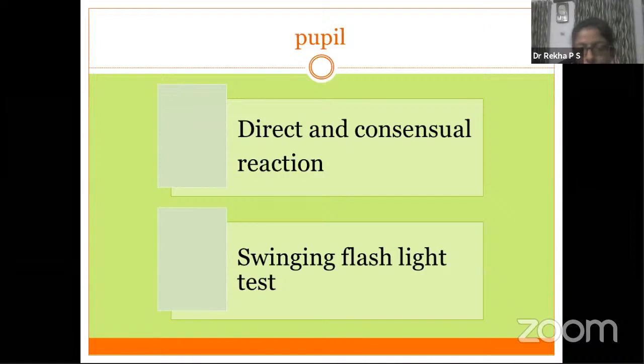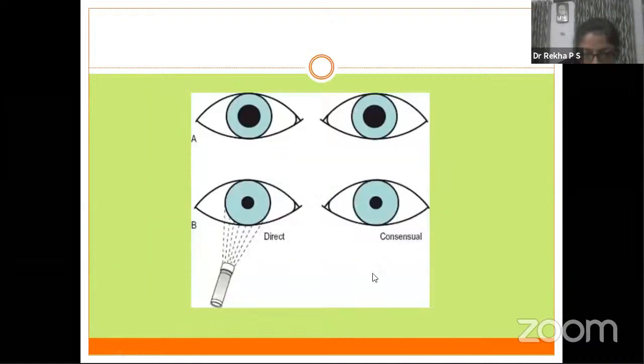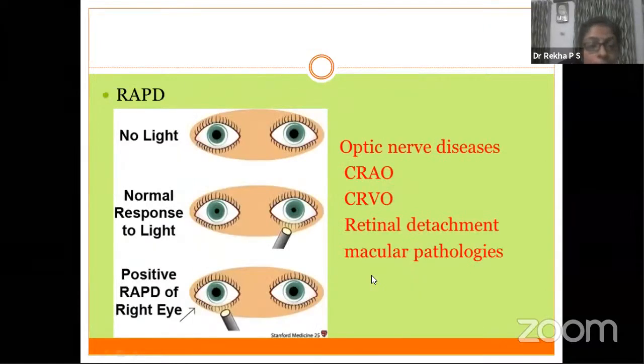Now, in pupil examination, you should look for direct and consensual reaction. But most important is the relative afferent pupillary defect. This can be detected by a swinging flashlight test. During the swinging flashlight test, if you get dilatation of the pupil instead of constriction, that means you are dealing with some optic nerve disease. It is commonly seen in optic nerve diseases like optic neuritis and ischemic optic neuropathy, or you may get it in occlusions like central retinal artery occlusion, venous occlusion, then retinal detachments, and gross macular pathologies.